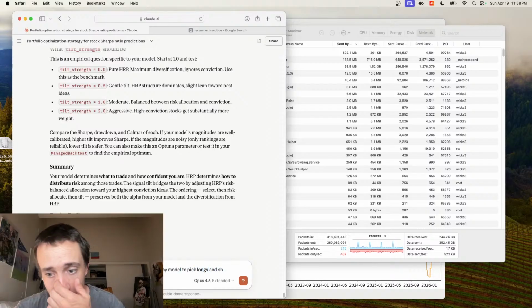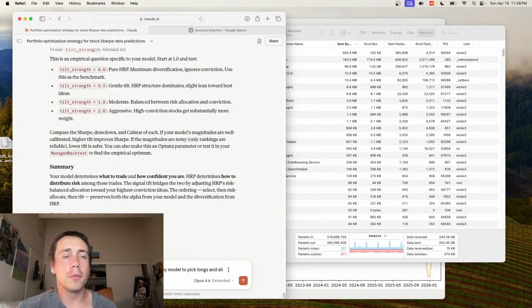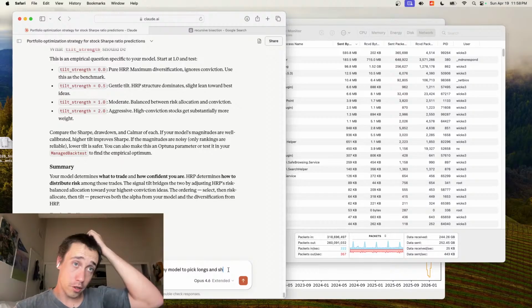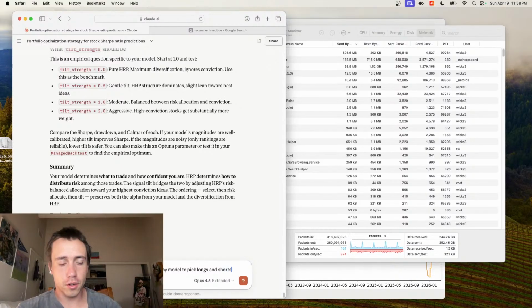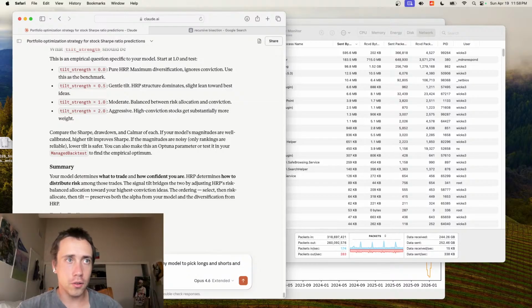Hey, lo-fi music boys. Yeah, give me a sec. Let me put in this prompt. So why do I want to incorporate tilt? Isn't it better to use my model to pick longs and shorts and then use HRP to allocate capital?